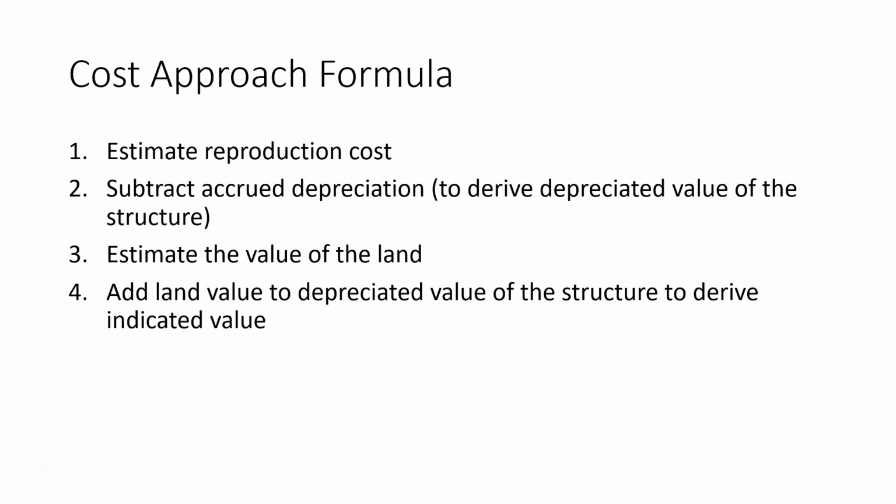So we estimate the reproduction cost, we subtract the accrued depreciation to derive the depreciated value of the structure, and then we add in the value of the land. We estimate the value of the land, and then we add the value of the land to the depreciated value of the structure, and we get our final indicated value.